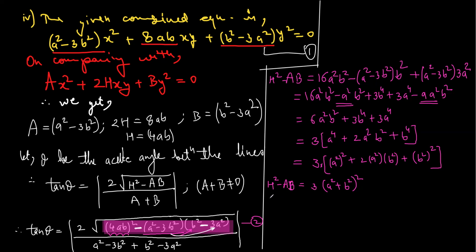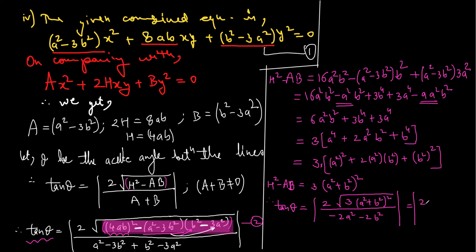Now I write, therefore tan theta. Now I can substitute this here. What I calculated, that is nothing but this thing I calculated. So here I'll get, therefore tan of theta is mod of 2 root of 3 a square plus b square the whole square upon a plus c here. Now here, what do you get? A square minus 3a square is minus 2a square minus 2b square. That is equal to mod of 2.